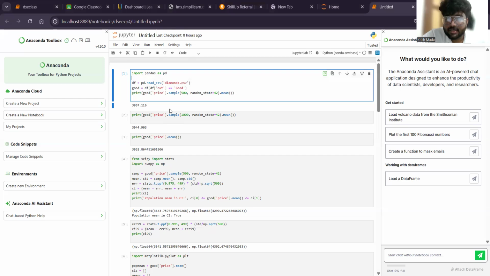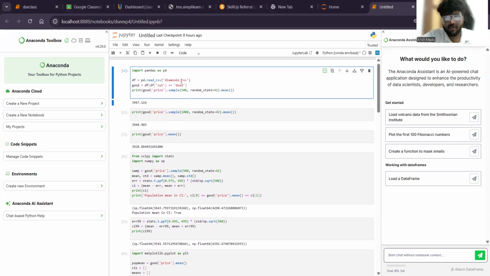The next question is to calculate the sample mean for the price column with a sample of 1000 and observe that one. Everything is included the same way. We are taking the Good cut, and in price we are giving the sample of 1000, and we are stating the random state as 42 and calculating the mean values here. After that, we get 3944 as the value.